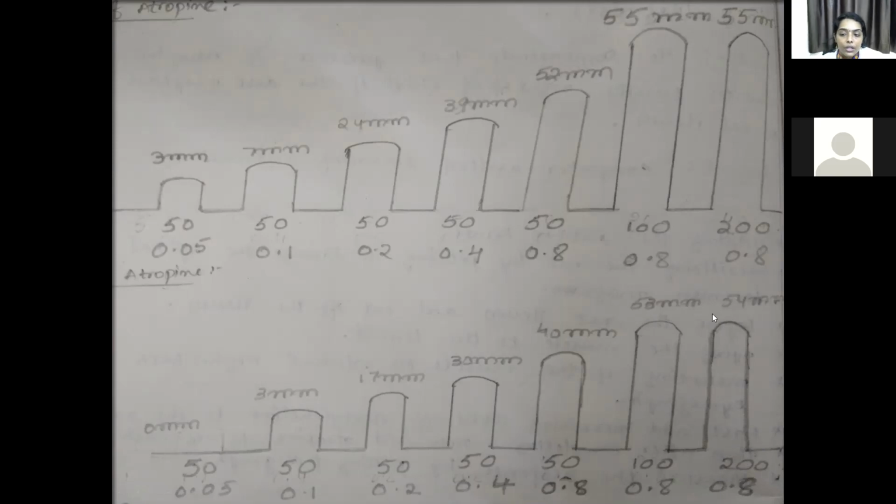Okay. So here you've seen that the maximal response has decreased a little. It was 55 mm without atropine, and with atropine it is 54 mm. Now you can see that in the presence of atropine, there is a decrease in the contractility of the rat ileum. So this indicates that atropine is a competitive antagonist of ACH.